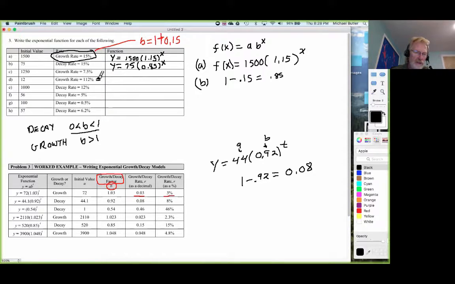This one's kind of silly, but whatever. You're going to end up with 2.12 for the base, but that's okay because you're growing by more than 100%. You say you grow by a factor of. It's kind of where the word factor comes in. Okay, we're good with that one. You want to do another one?